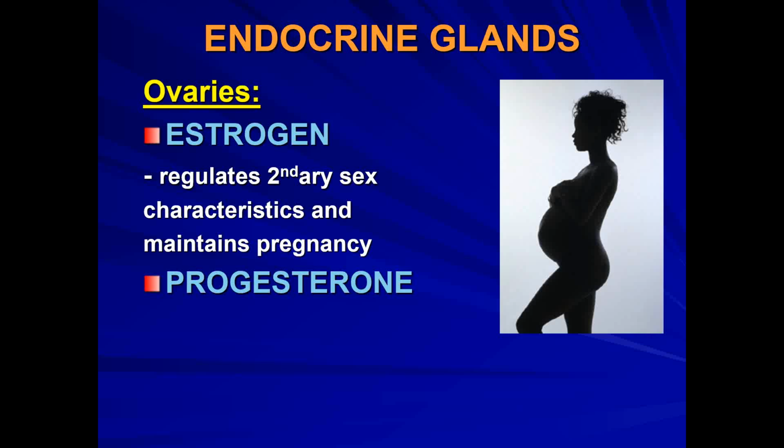The companion hormone in the females is progesterone. Progesterone regulates the menstrual cycle, so it's essentially in control when the body is not pregnant.